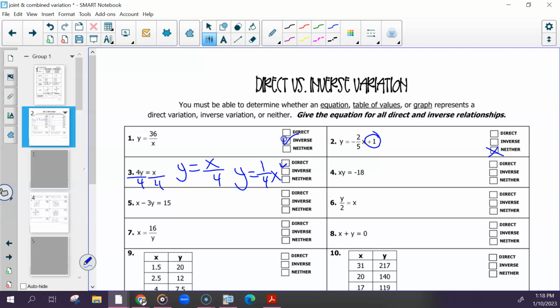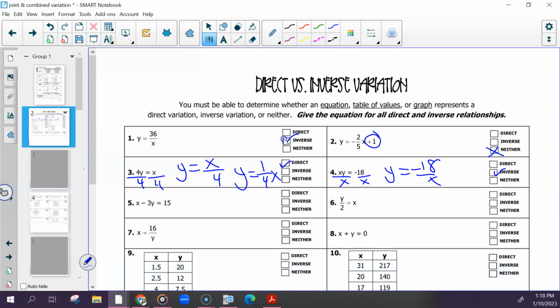Okay. Number 4, you could either solve it for y or think about how you find k. Is that one of those methods? Which one would this be? Inverse. Because this is your x times y equals k. But if you forgot that, you could also divide both sides by x, and you would get negative 18 over x, which would tell you definitely it is inverse.